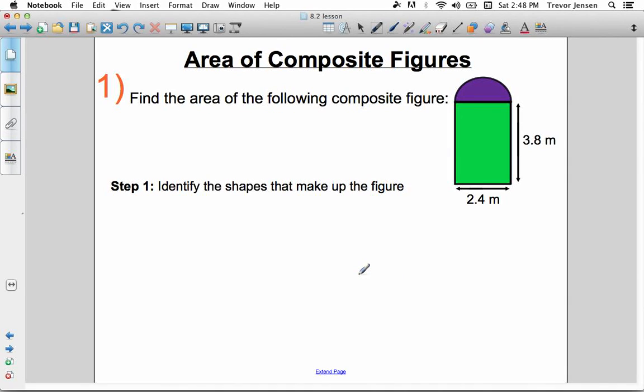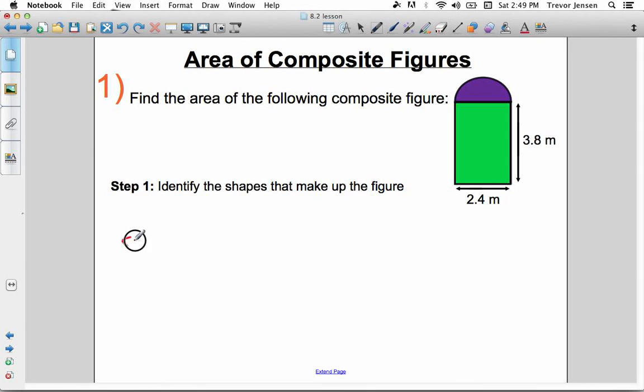Okay, here's our first example. I give you a composite figure, so a figure made up of two or more simple shapes. I want you to find the area of that composite figure by finding the area of each of the shapes it's made up of, then adding them together. So first thing we have to figure out is what two shapes this figure is made up of. Hopefully you're able to see, I've separated them by color. The green figure is a rectangle, the purple figure is half of a circle, or what we'll call a semicircle.